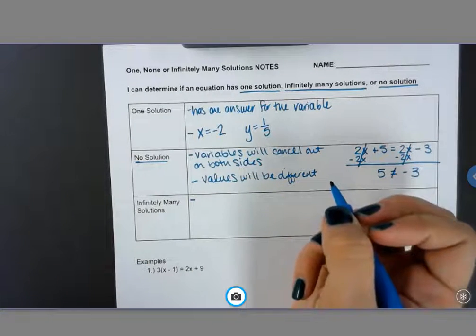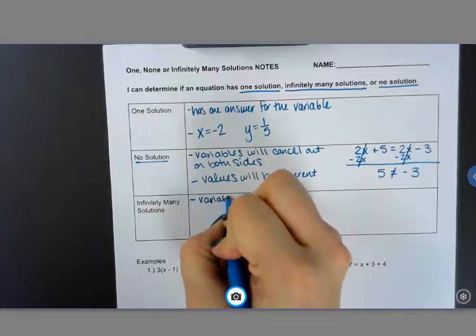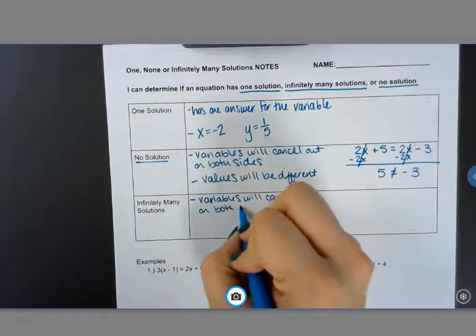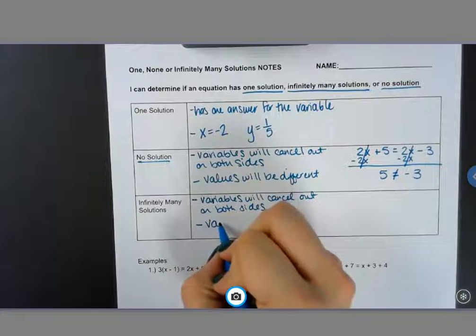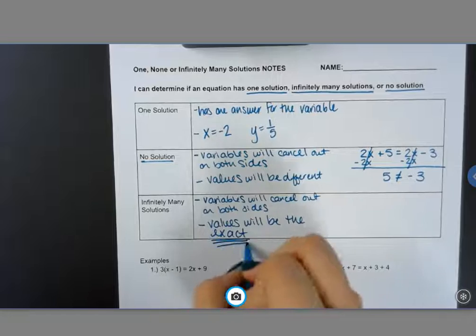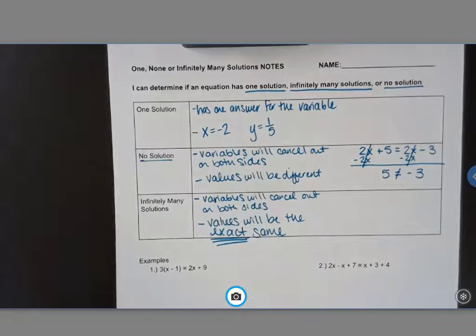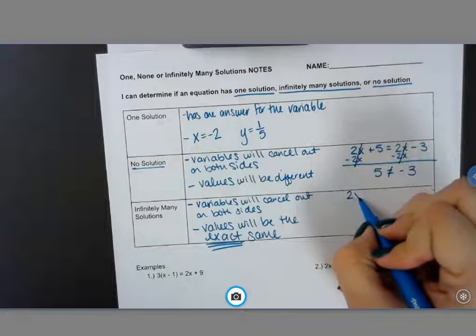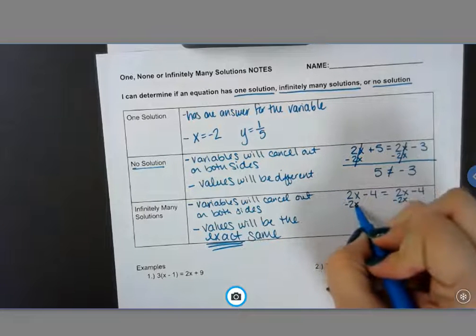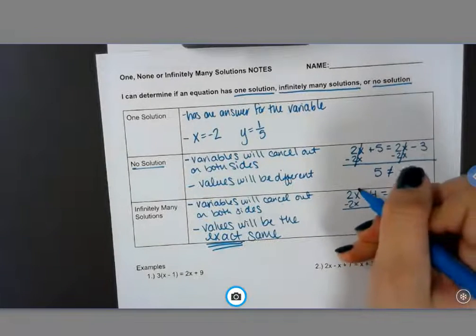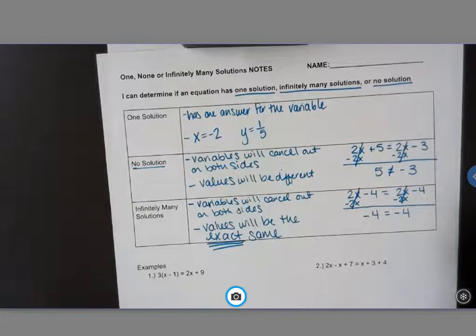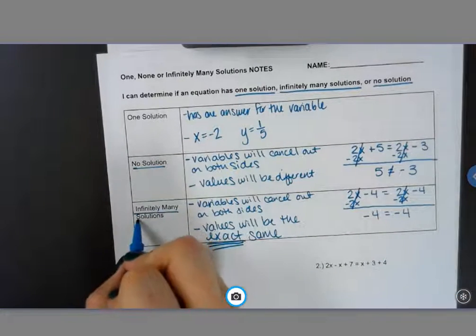For the infinitely many problems, the variables will cancel out on both sides, and what's going to happen is the values will be the exact same. Exactly the same. So example, 2x minus 4, 2x minus 4. If I subtract the 2x on this problem, 2x minus 2x is 0x, 2x minus 2x is 0x, so I'm left with -4 is equal to -4. They're the exact same number, so we would say this problem has infinitely many solutions.